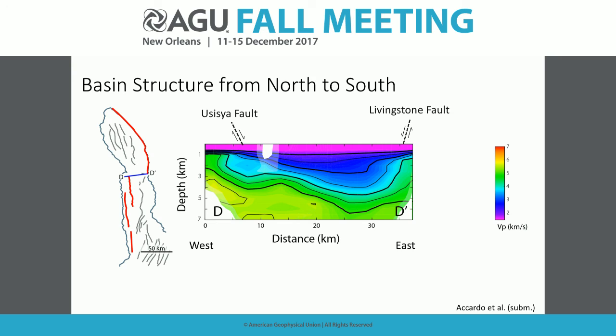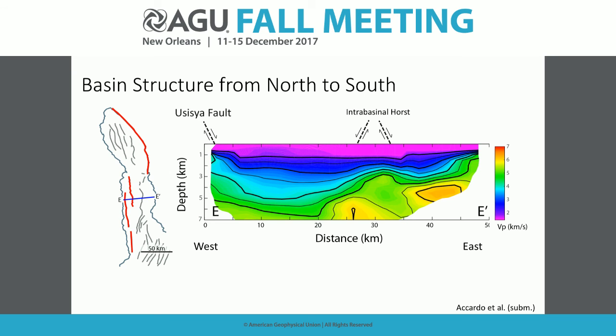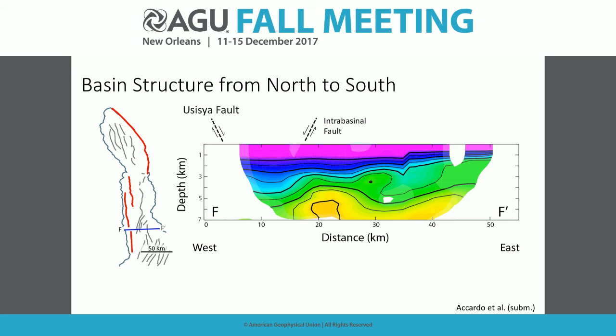Now we've stepped into the central basin here. We still see a significant amount of sediment against the tail end of the Livingston Fault here, but we begin to see the implications of the Usisia Fault. And as we step further south, we now no longer see such thick sediments to the east. We see thickening of sediments to the west against the Usisia Fault, and we see a very prominent intrabasinal horst, again mapped from reflection imaging, that bounds a lot of this sediment in the central basin.